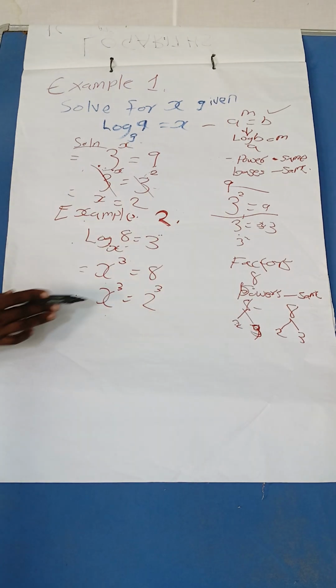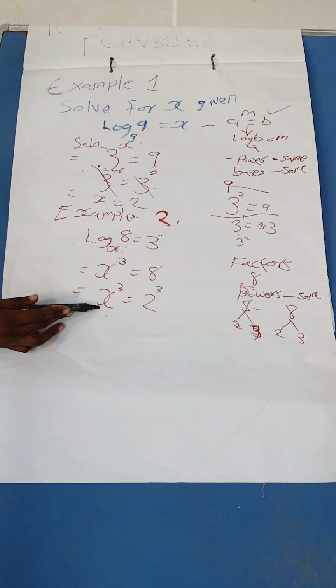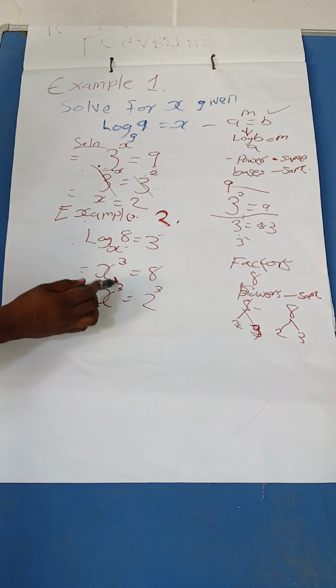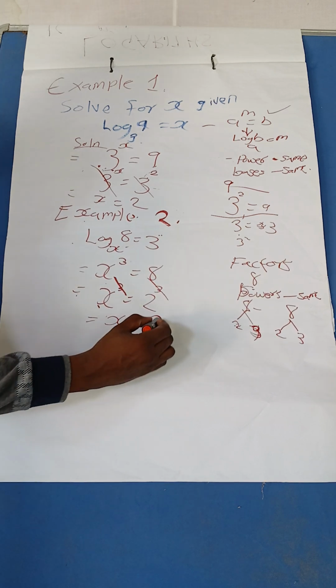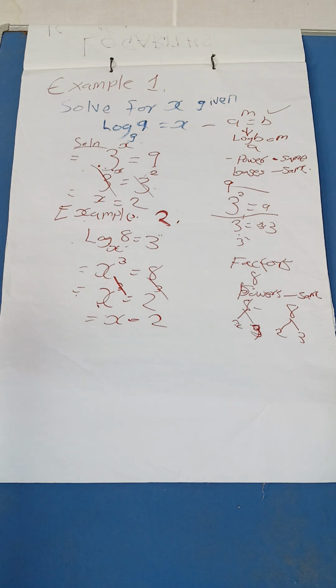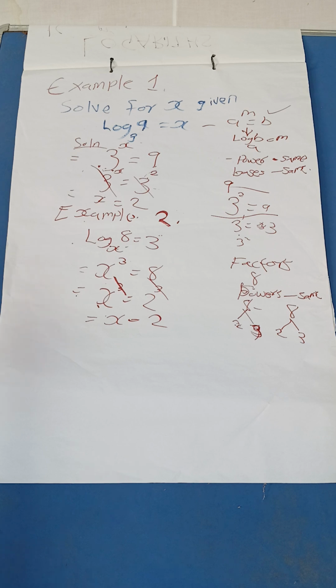Now you can see how we make the powers the same. And if your powers are the same, you just cancel off. Very easy. Now you have your x as 2. Understood? Good. In the first one, the bases were the same and we were able to cancel them to get the power. But here, we make the powers the same and cancel them. Wonderful.